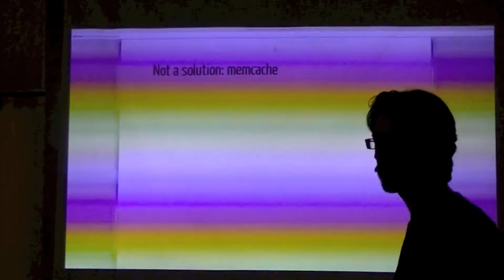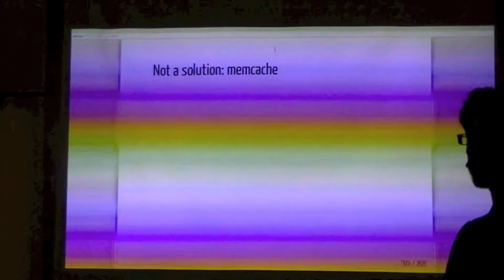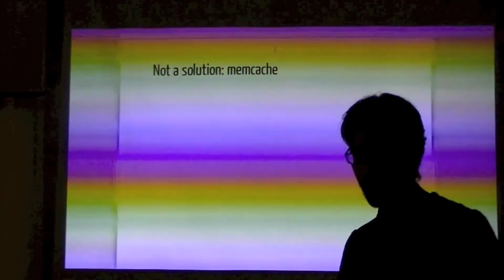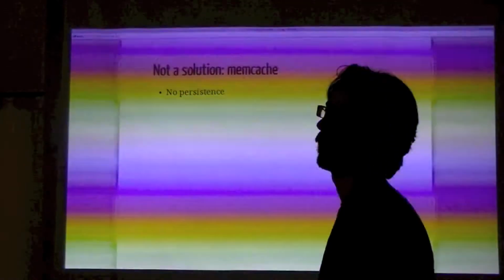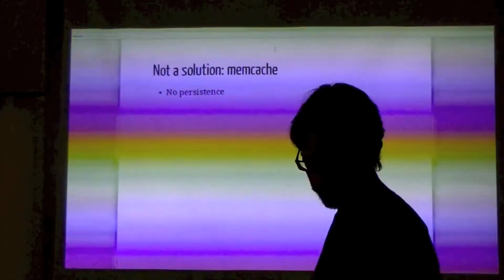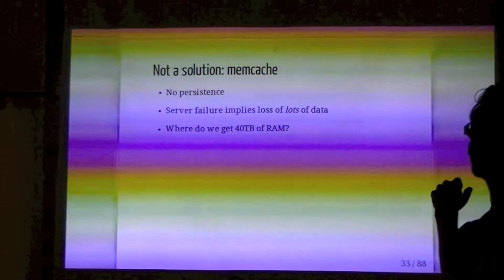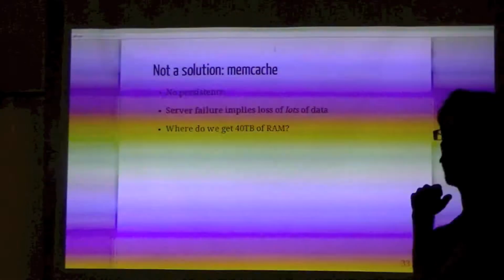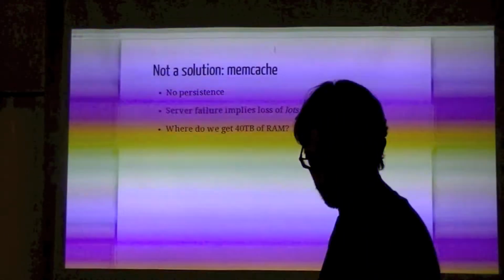Some of the technologies that we use already, Memcache. We currently store user sessions in Memcache. It works great for that, but it's not persistent, right? The box goes down, you lose all the data. Secondly, where do we get 40 terabytes of RAM? That's quite a lot. That's a lot of boxes. So that wasn't going to be particularly useful for us.